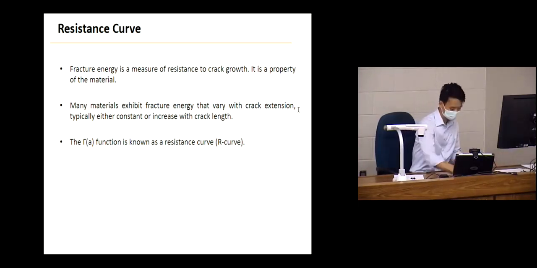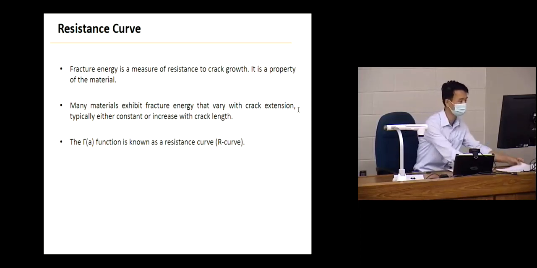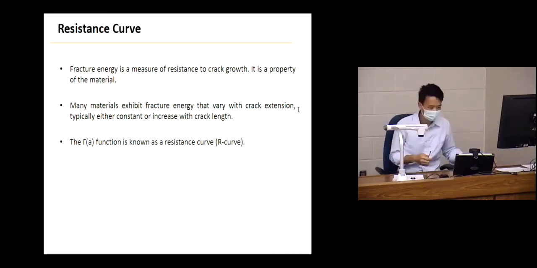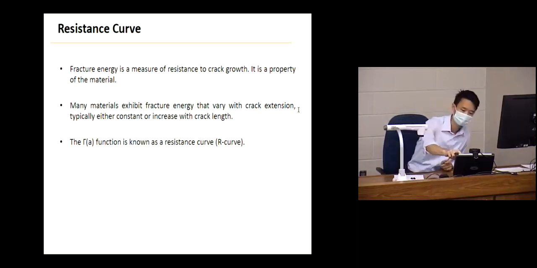So let me talk about the shape of that resistance curve. Right, let me draw this. So we have two scenarios typically. We have a scenario where we have a flat resistance curve.